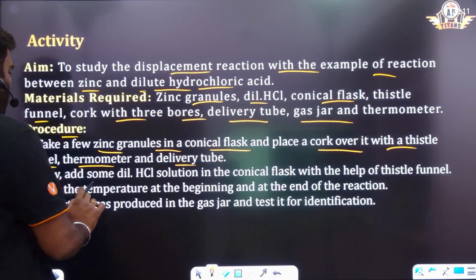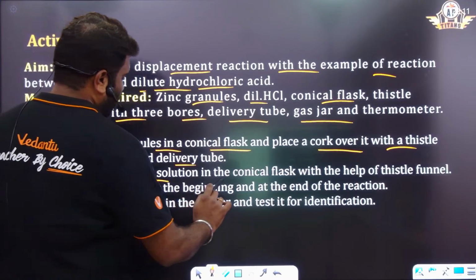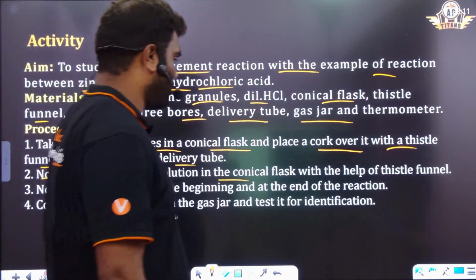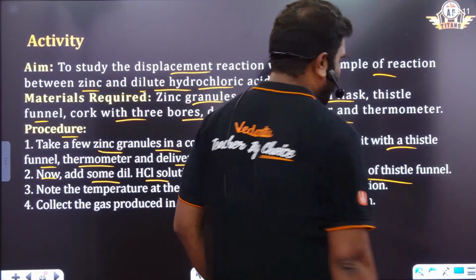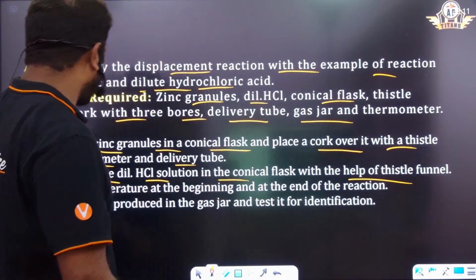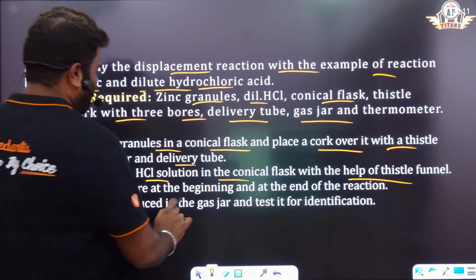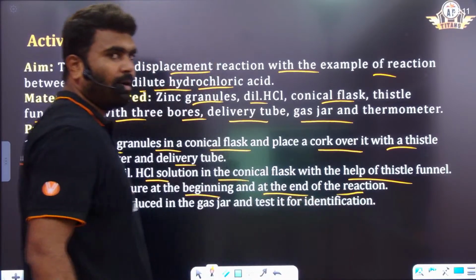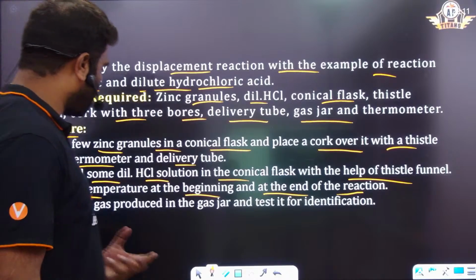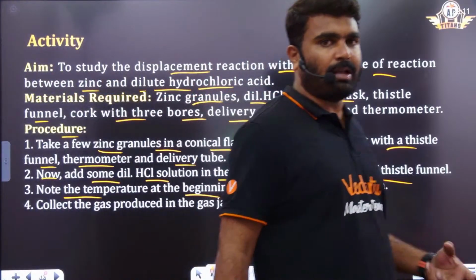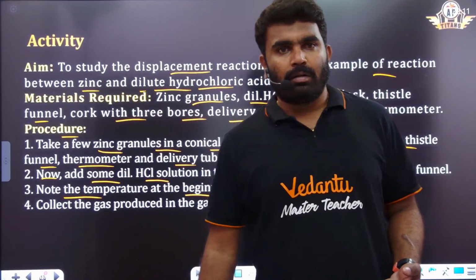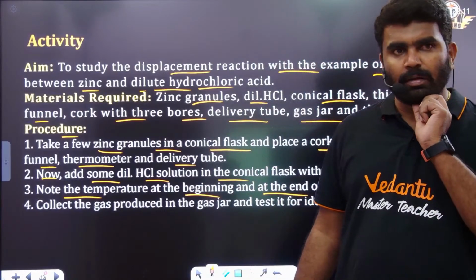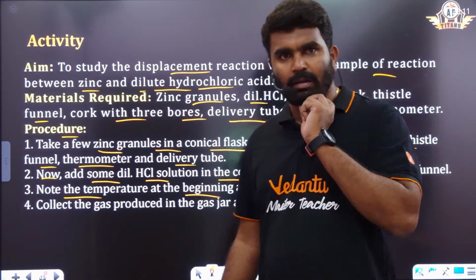Now add some dilute hydrochloric acid solution in the conical flask with the help of the crystal funnel. Note the temperature at the beginning and at the end of the reaction. So we have to note the temperature at the beginning as well as at the end of the reaction.